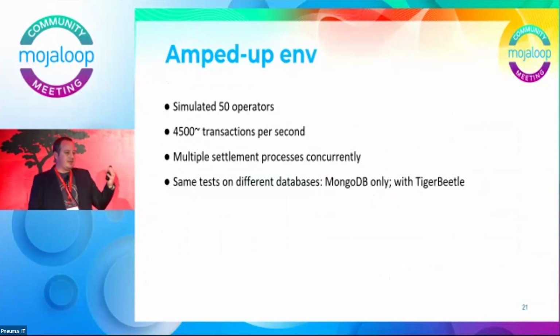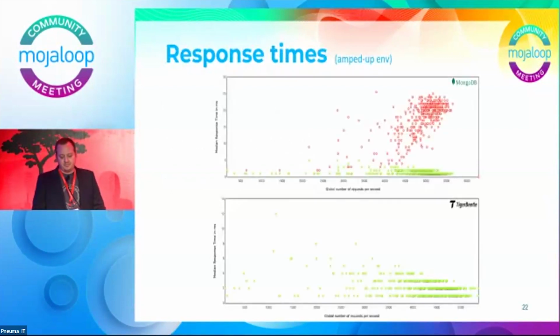Okay, so then the second part where things get really interesting is we then used an amped up environment, which is 4 times stronger than the modest environment. And over here, we were able to get 4,500 transactions per second, which is quite impressive given you're doing so many operations at the same time. And then, let's look at those results.